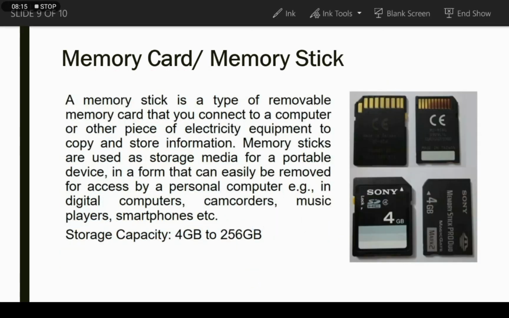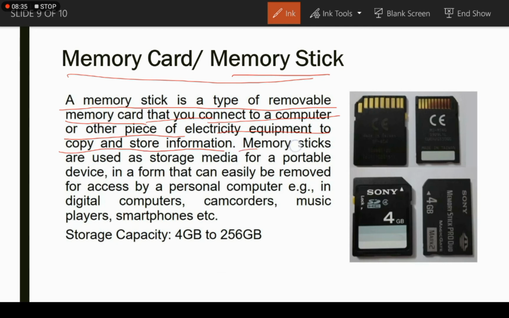Next one is memory card or memory stick. A memory stick is a type of removable memory card that you connect to a computer or any other piece of electronic equipment to copy and store information. Memory sticks are used as storage media for portable devices, in a form that can easily be removed from access by a personal computer, for example in digital cameras, camcorders, music players, smartphones, etc.